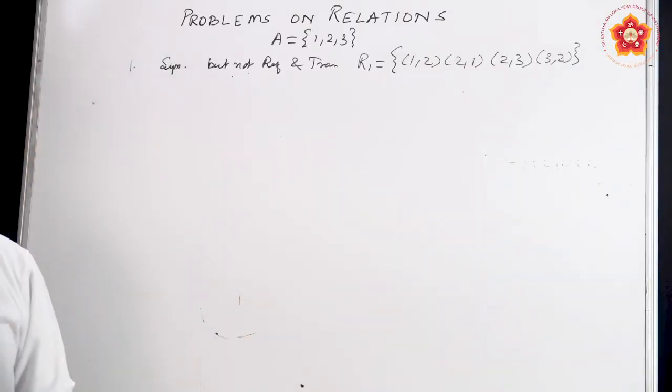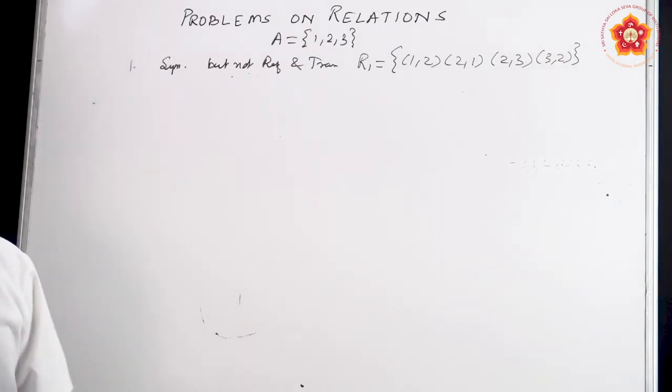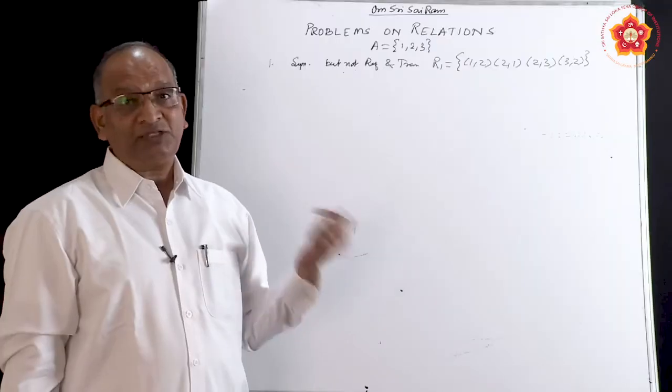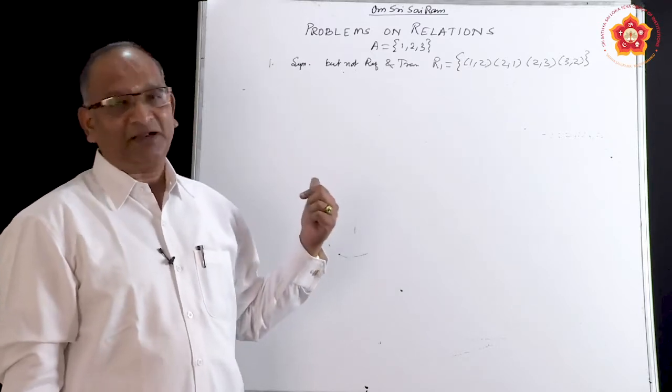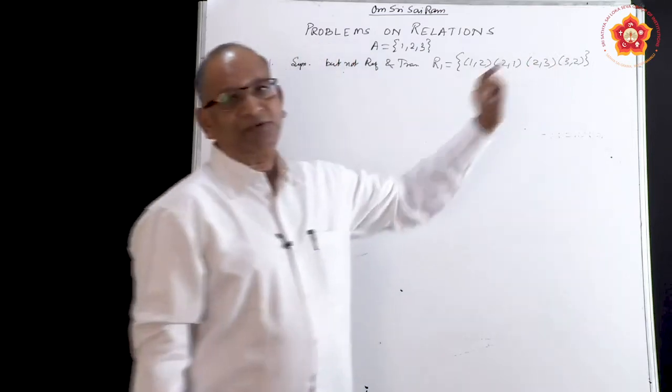Why is it not reflexive? Because there is no (1,1), there is no (2,2), there is no (3,3). So it is not reflexive, but it is symmetric. Why symmetric? When (1,2) is there, (2,1) is there. When (2,3) is there, (3,2) is there. So it is symmetric.